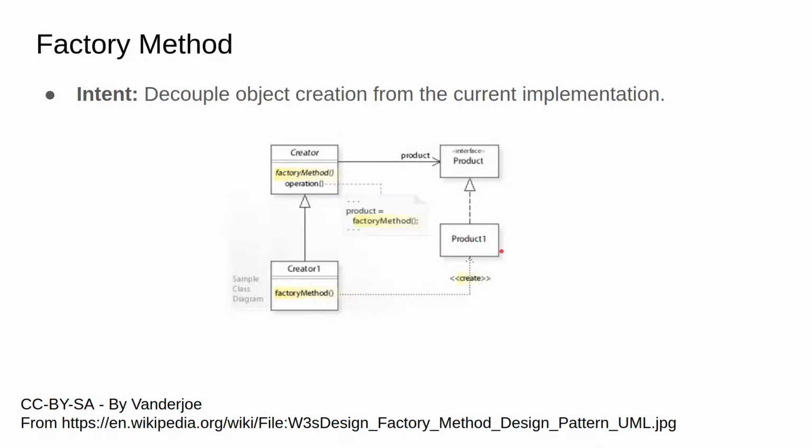So when you want to change the way you create stuff, you change the creator object. Then you can have different creators that create different stuff depending on the thing that you would like to create. So this is called the factory method.